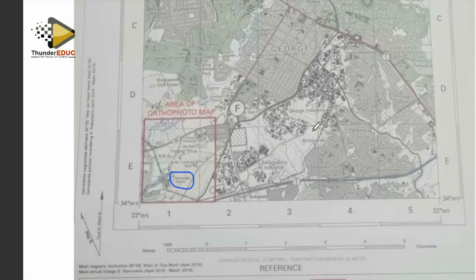Then number two, look at the nature of the contour lines. They are not so close to each other, which makes this place flat, and if it is flat, it is suitable for the construction of industries. Number three, this is an area surrounded by built up areas, meaning that there are people around the industrial zone that can provide labor to the industries here. So there is the availability of cheap labor from the nearby built up areas.